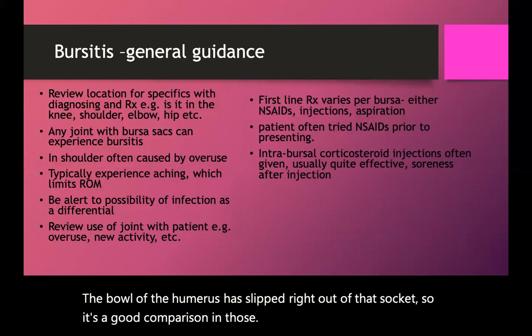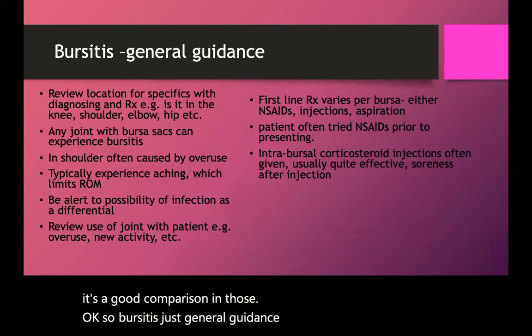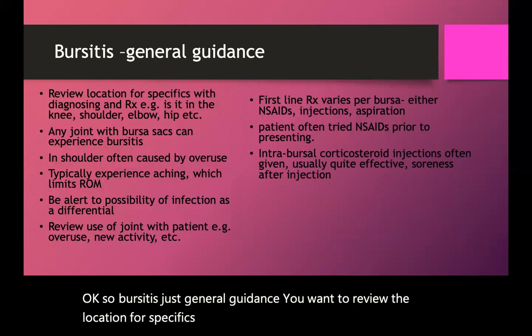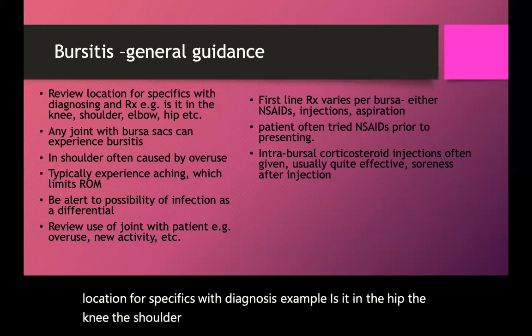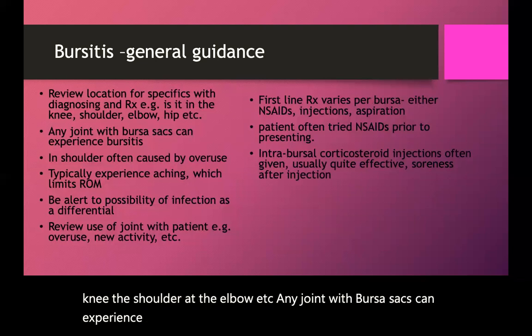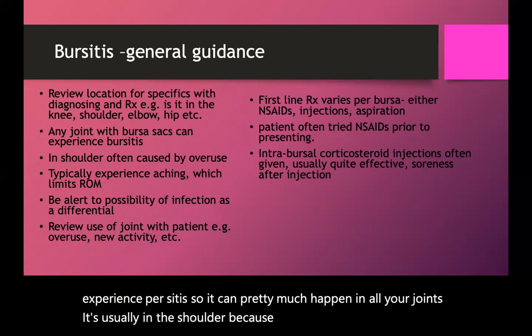Okay, so bursitis, just general guidance. You want to review the location for specifics with diagnosis. Example, is it in the hip, the knee, the shoulder, the elbow, etc. Any joint with bursa sacs can experience bursitis, so it can pretty much happen in all your joints. It's usually in the shoulder because it's caused by overuse.